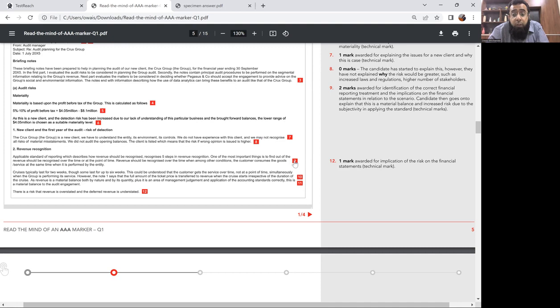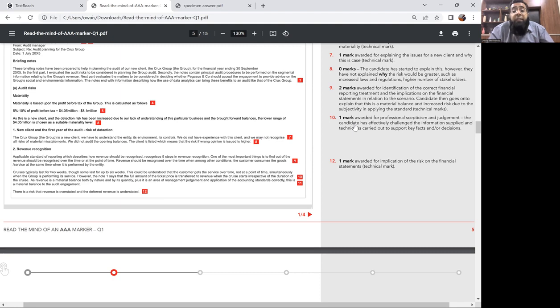How many marks he got? 0.9, 9 point. 2 marks awarded for identification of the correct financial reporting treatment and implication on the financial statement relating to the same. Candidate then goes on to explain that this is a material balance and increased risk due to subjectivity in applying the standard. So 2 marks were given for explaining the standard well, relating it to the scenario. Note 10: 1 mark awarded for professional skepticism and judgment.